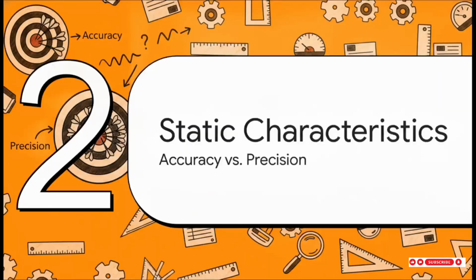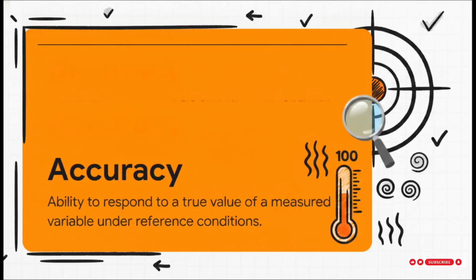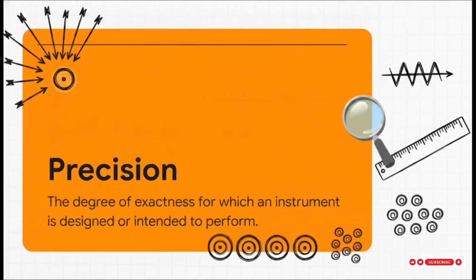Moving right along to Section 2, Understanding Static Characteristics. We're going to tackle 2 words that pretty much everyone mixes up when they first start out. First is accuracy. Accuracy is all about the truth. As the definition points out, it's how close your instrument actually gets to the real-world value under reference conditions. Basically, if the temperature in the room is strictly 100 degrees, a perfectly accurate thermometer is going to tell you it's exactly 100 degrees. Precision, on the other hand, that is all about exactness and repeatability. It's the consistency the instrument was designed to have, completely regardless of whether it's actually hitting the true target.